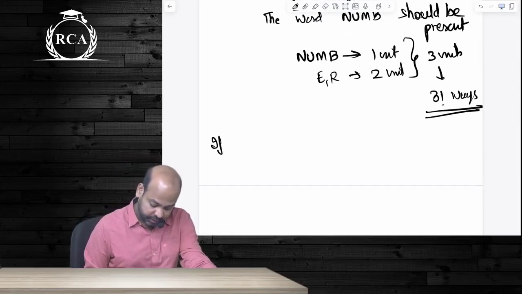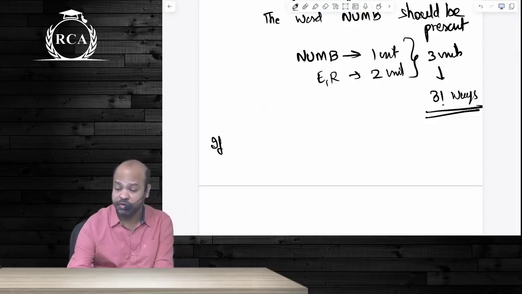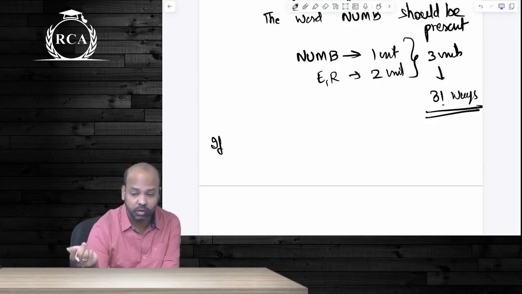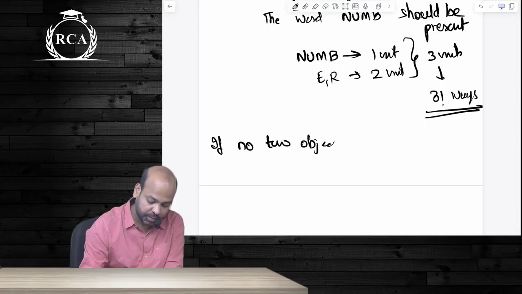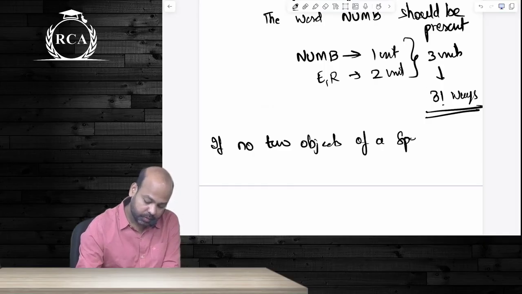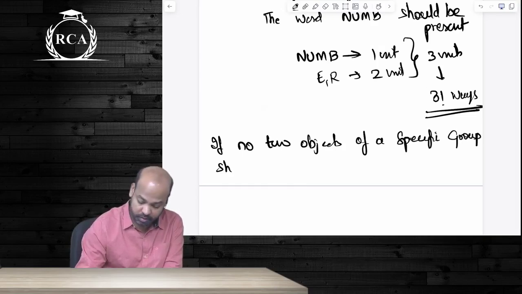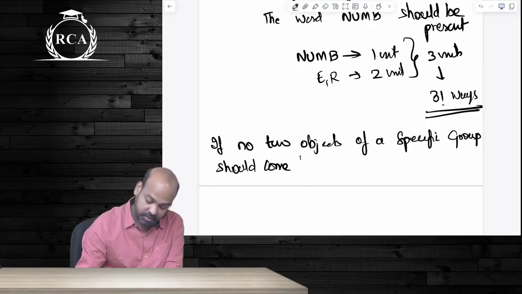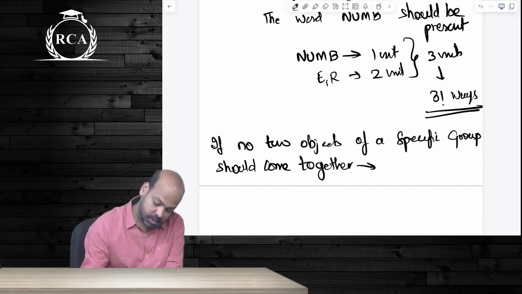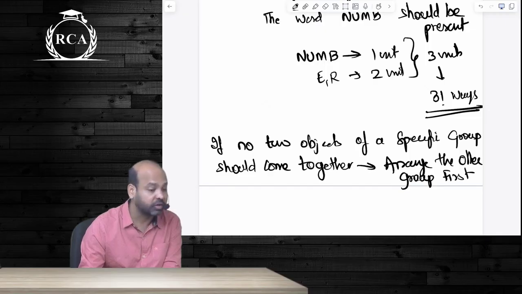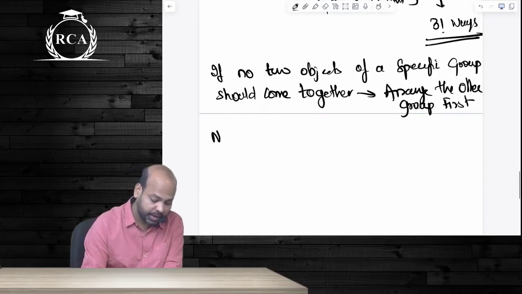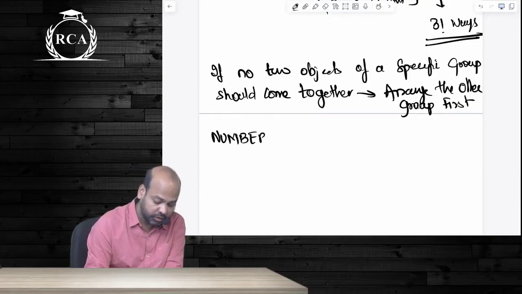The next part beta. If they specify, guys, if no 2 objects of a specific group should come together, then what do you do? Arrange the other group first. And then what will you do beta? In the gaps beta, you're going to arrange the group that is not supposed to come together. Same example beta, NUMBER, if I tell you the 2 vowels should not come together.